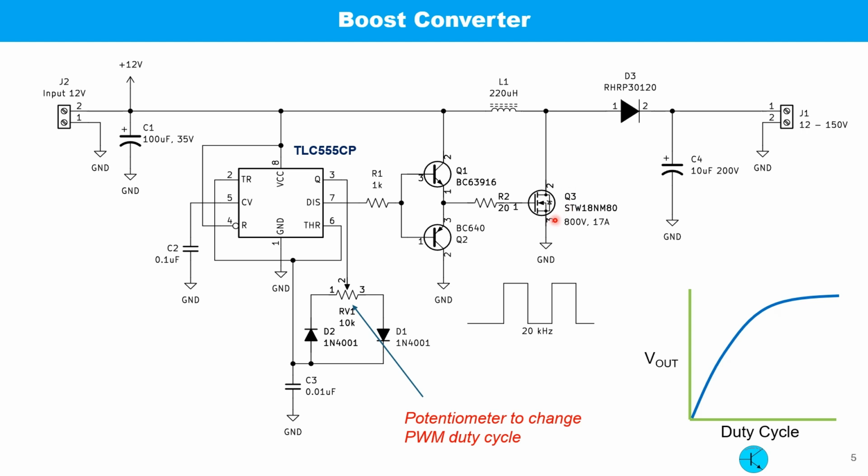This is the schematic of the boost converter that I am going to use. This same circuit was used previously in one of my projects. A 555 timer IC is used as an oscillator. The duty cycle is controlled by this potentiometer. The pulses drive the MOSFET and we get a higher voltage at the output.